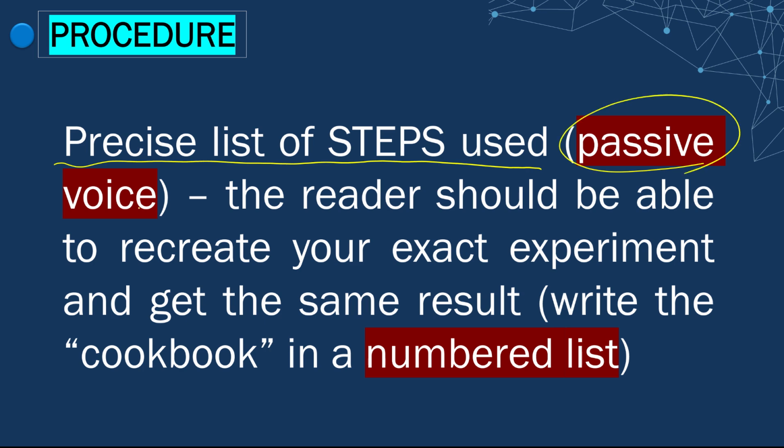And finally, procedure: a precise list of steps used. Please use passive voice. Saying "I did that, I did this" is not correct. Let's say "was done." The reader should be able to recreate your exact experiment and get the same results. Write the cookbook as a numbered list or maybe bullet points.